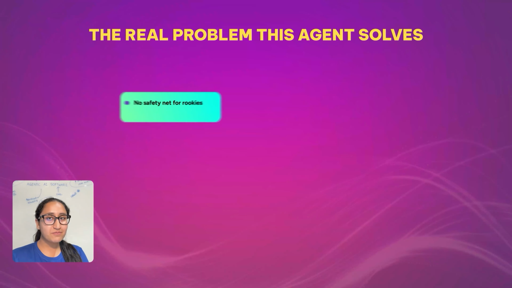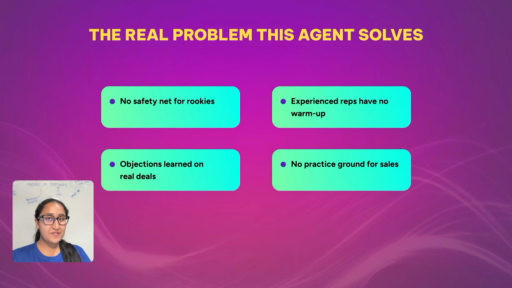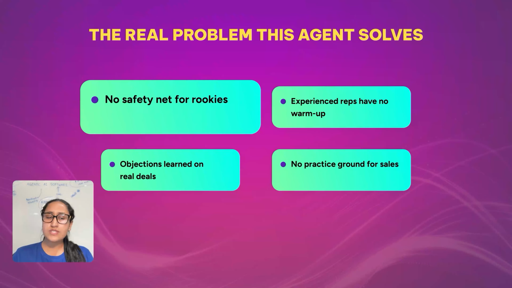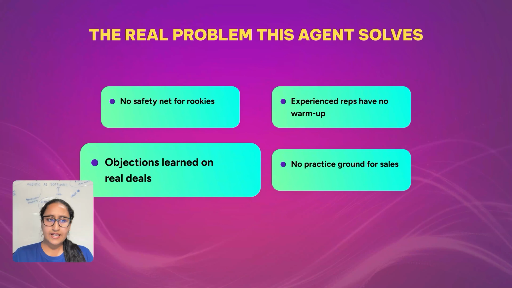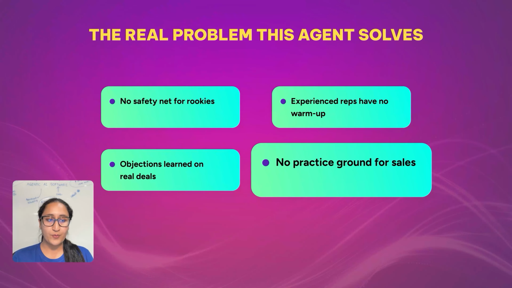So we built something to fix this. Meet Alex Mercer. The real problem Alex solves is new hires have no safe environment to fail and learn before hitting real pipeline. Experienced reps have no way to warm up, shake rust, or prep for new ICPs. Objection handling is learned on live prospects, which is actually very expensive. And there is no gym for sales until now.